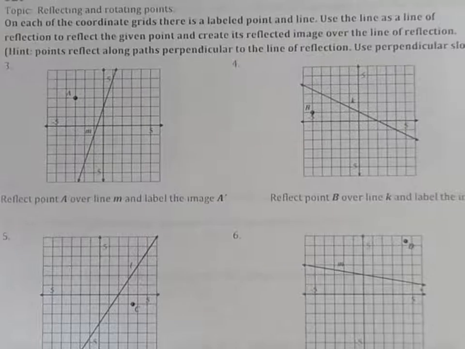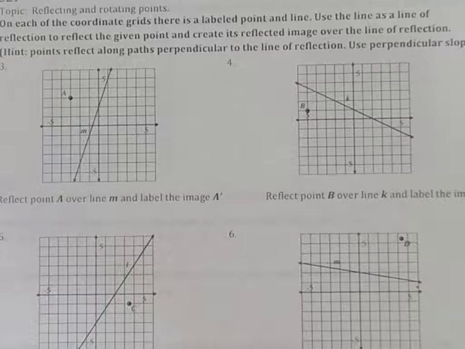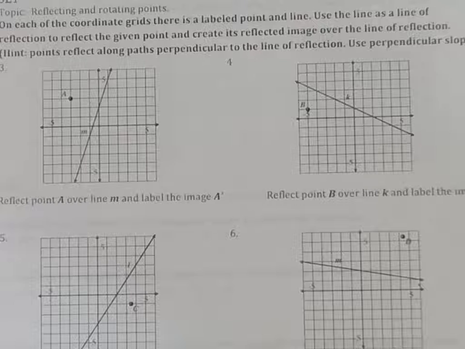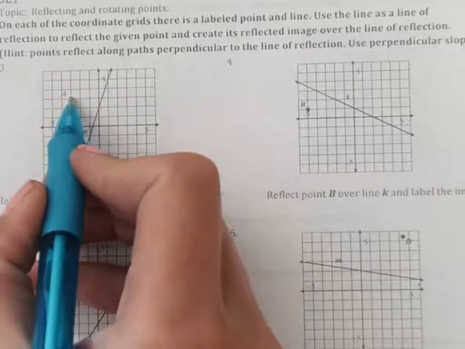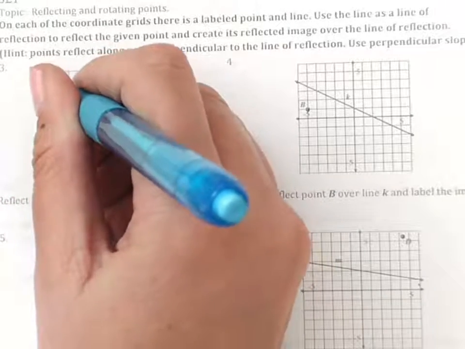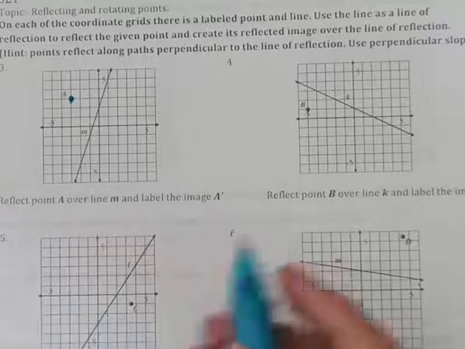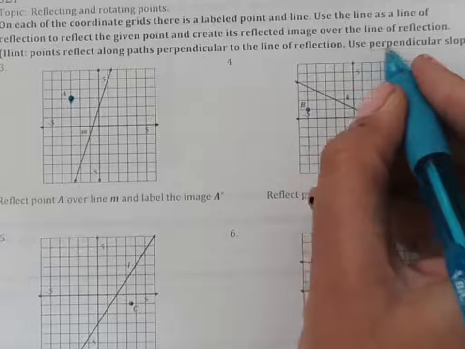Okay, that's pretty good. So on each of the coordinate grids, there's a labeled point and a line. You're reflecting this point over said line. Use the line as a line of reflection to reflect the given point and create its reflected image over the line of reflection. They said reflection like 5 times. So basically we're reflecting this point over this line. Okay, it tells you to use perpendicular slope.